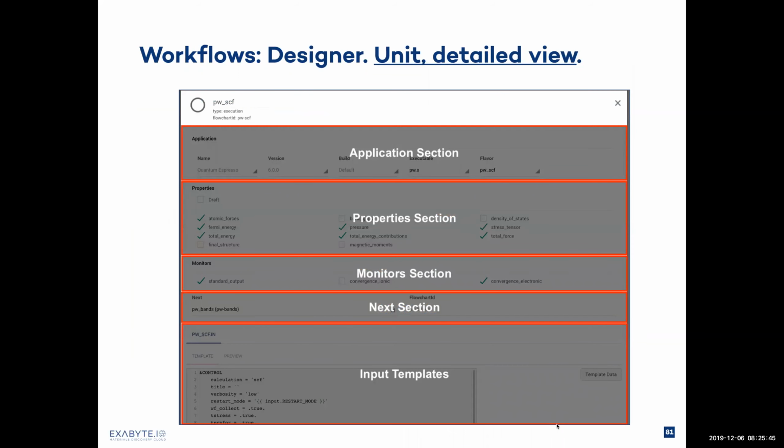Inside the unit editor itself, we can see information about the application, again, the executable and flavor for Quantum Espresso. We can see the properties that will be extracted after the unit calculation is done. We can see the monitor section. The monitors are extracted while the calculation is done. And we can see the next section that shows which unit will be next after this one. And then we can see the input templates, the actual input text of the Quantum Espresso input file here.